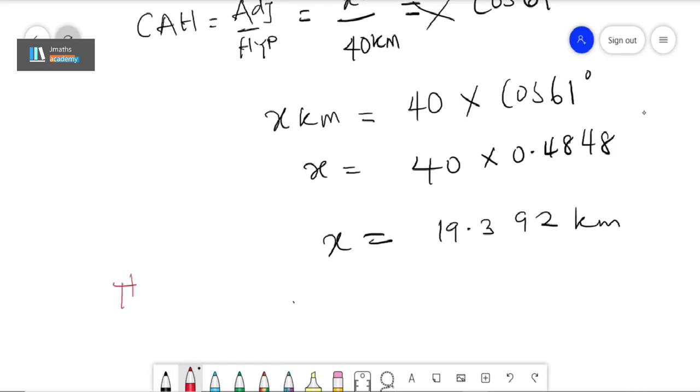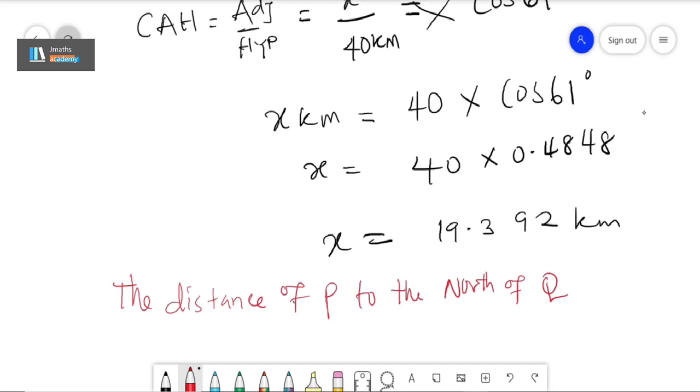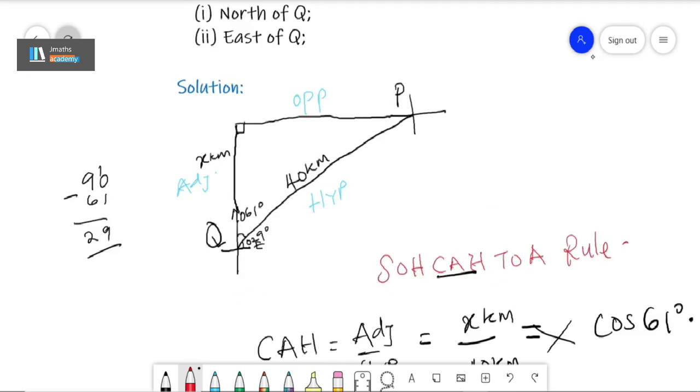Hence the distance of P to the north of Q, x, is equal to 19.4. Convert this to one decimal place. Since 9 is greater than 4, we convert it to 19.4 kilometers. So now we've gotten our adjacent, x, to be 19.4 kilometers. So now we found the distance north of Q.